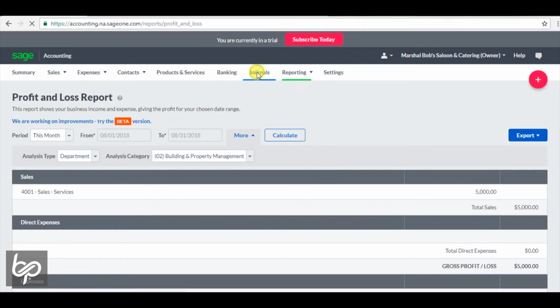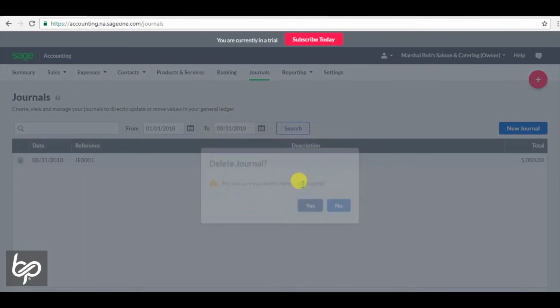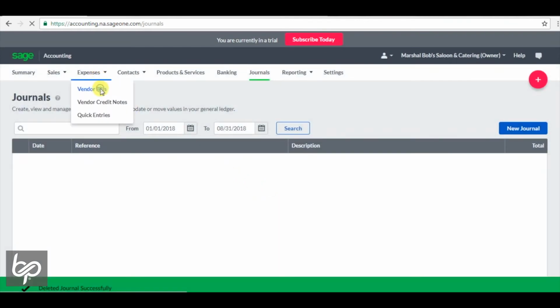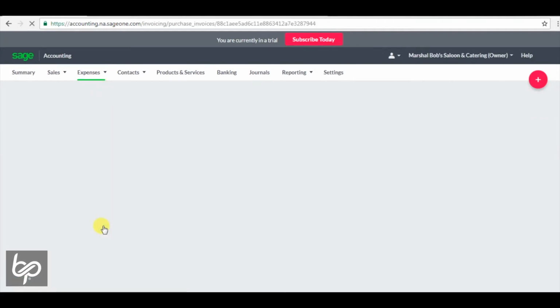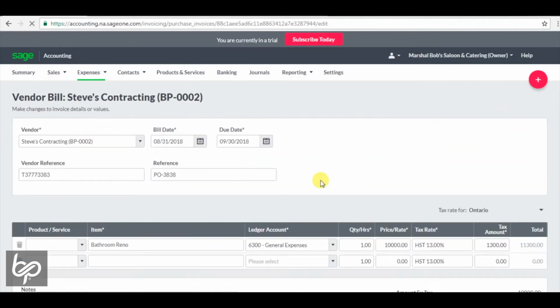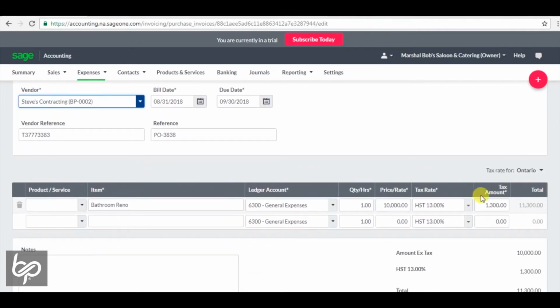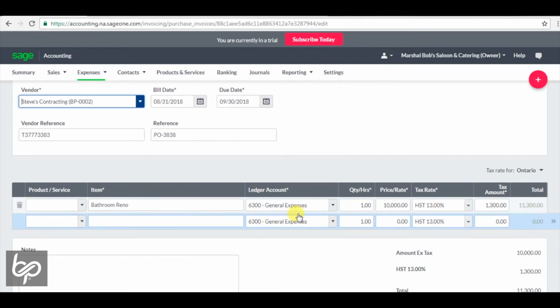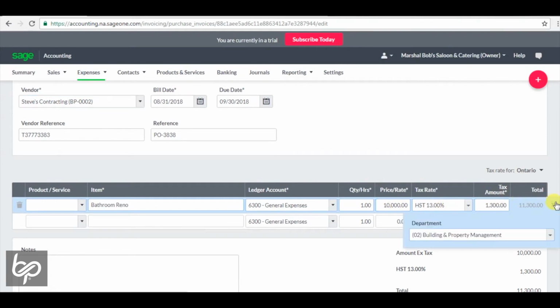So we're going to go to our journal here, and we're just going to remove that journal entry. I think I can do that. Yes, I can. Delete that journal entry. So that's gone. And now we're going to look back at that vendor bill that we've already input, which is right here, and we're going to edit it. There we go. Okay. So instead of saying the whole bathroom reno cost on the trade side, it's going to go towards the building department. So basically right here we have that this is going to the building department.